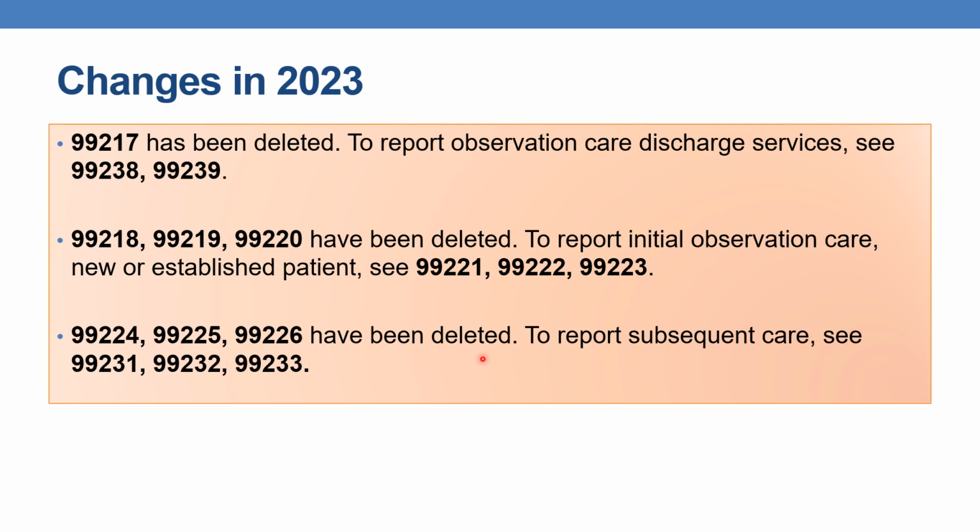These are the subsequent care observation services. In order to report the subsequent care, you need to see the inpatient subsequent care, that is 99231, 232 and 233. So what are the CPTs that are deleted? 99217 is deleted. 99218, 219, 220 are deleted. And 99224, 225, 226. A total of 7 CPTs are deleted.